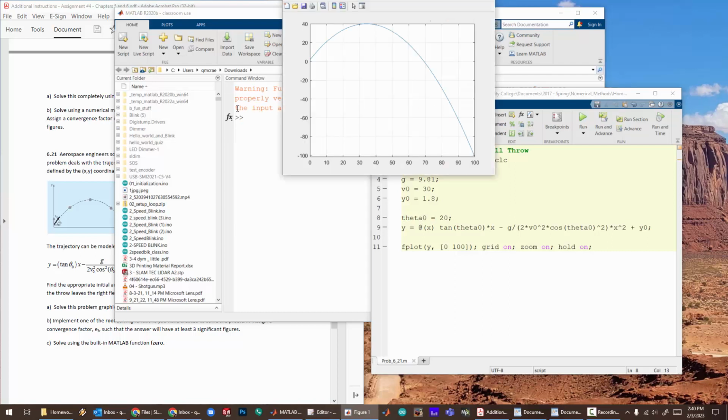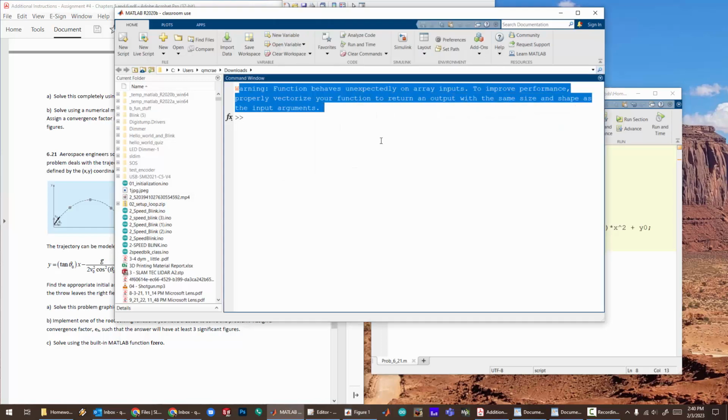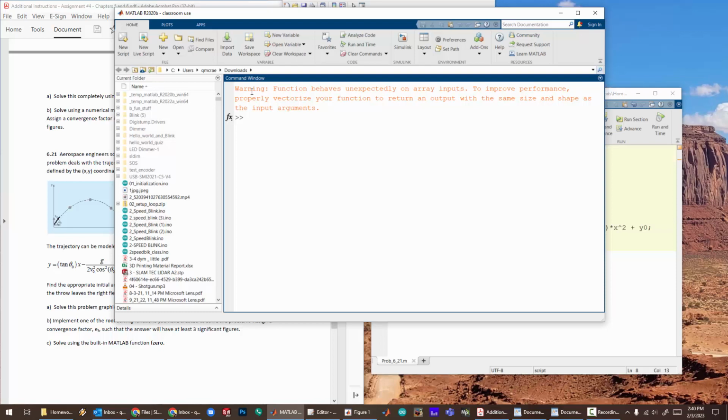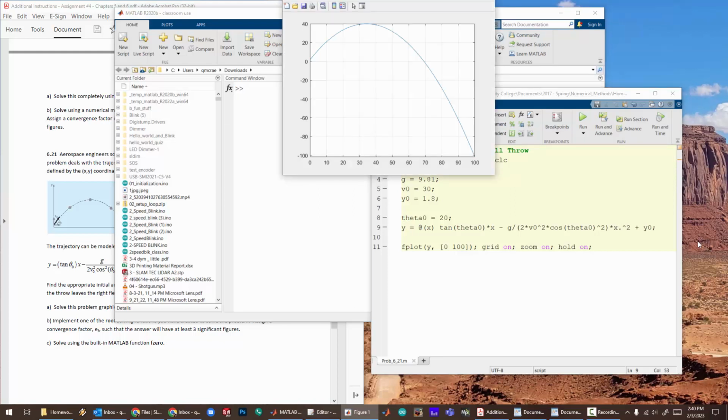First off, that's a lovely plot, but let's look at this. It says warning: function behaves unexpectedly on array inputs. This is a warning, and it's okay, but please don't ignore warnings. It means I need to use a dot operator here, because fplot likes to give the function an array instead of going one value at a time. If he releases it at 20 degrees, it crosses 0 at around 70, so it hits the ground about 70 meters away.